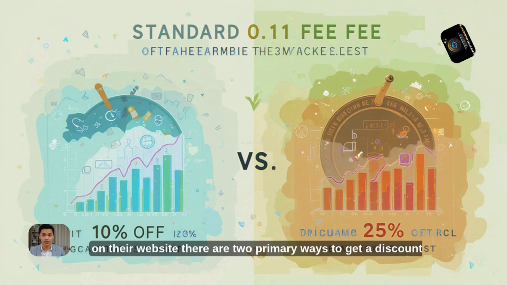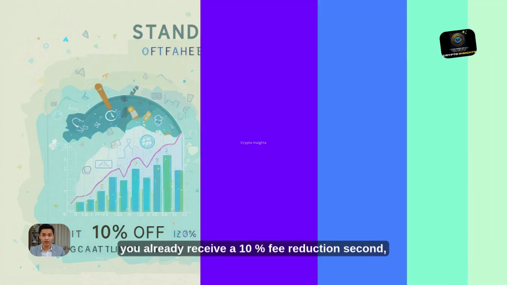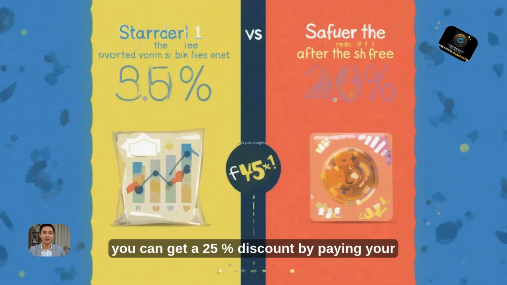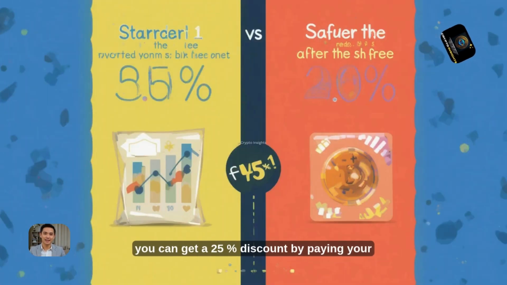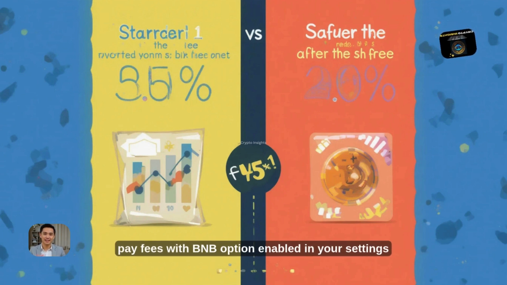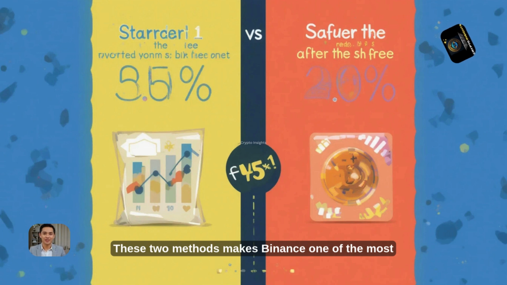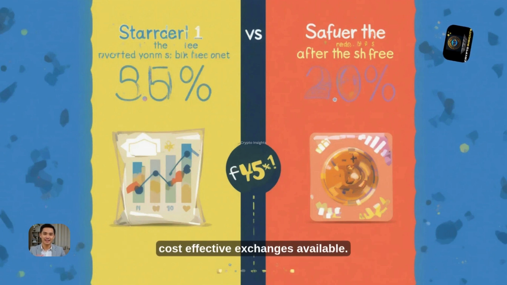There are two primary ways to get a discount. First, if you signed up with a referral code, you already receive a 10% fee reduction. Second, and more significantly, you can get a 25% discount by paying your fees with Binance's native coin, BNB. Ensure you have the Pay Fees with BNB option enabled in your settings. Combining these two methods makes Binance one of the most cost-effective exchanges available.